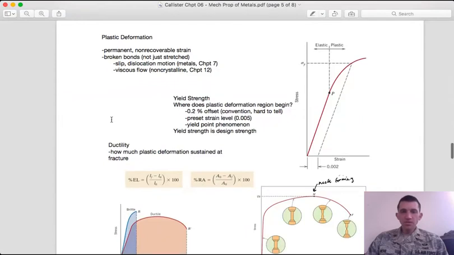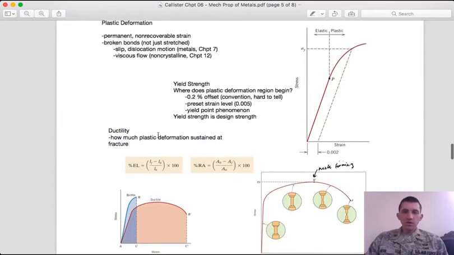That's one option. Depending on the material, you might also just say a preset strain level. So you say, okay, whatever the stress level is at some, I don't know, 0.5% strain, whatever it is. Or perhaps you're working with a material system where you really do see a very defined yield point, in which case you can just pick that.